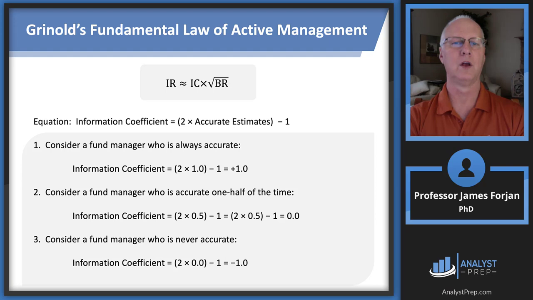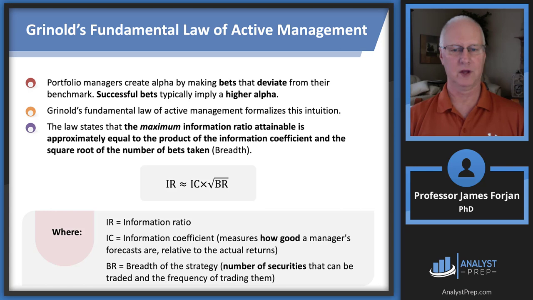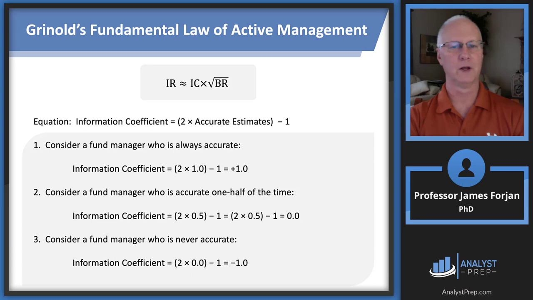Now remember, back here, let's look at this here. It measures how good a manager's forecasts are relative to the actual returns. So I have three just extreme cases here. Consider a fund manager who's always right. This fund manager, when he says earnings per share are going to be $4.27, the earnings per share is $4.27. So that's 100% accuracy, right?